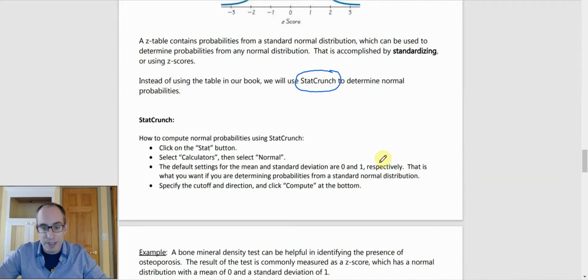Going back here, I did write in that the default is a standard normal. For this section, that's perfect because the rest of this section is all about the standard normal. Then you just have to specify the cutoff and the direction, and from there you click Compute and you'll get it.